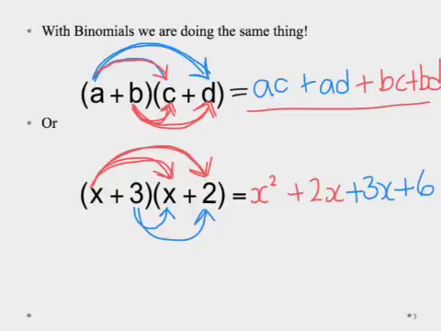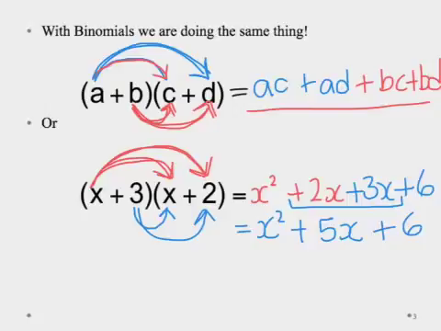So now let's collect our like terms. And what do we end up with? We end up with x squared plus, these are like terms here, 3x plus 2x, 5x, plus 6. And that is the expansion of our binomial product.